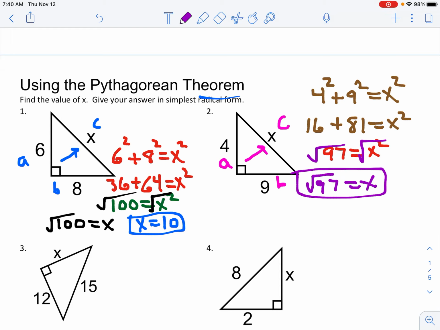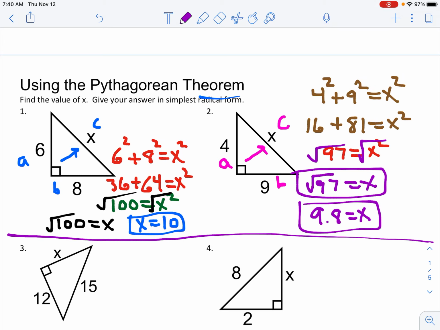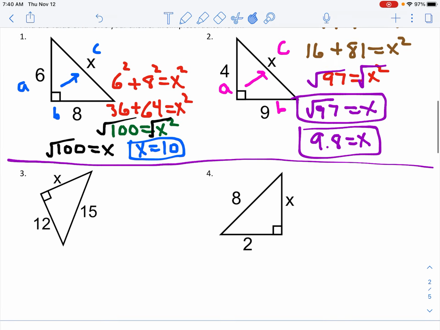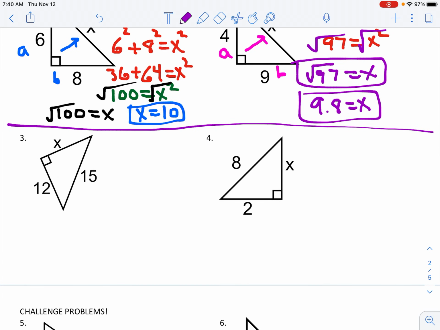If you put that into a calculator and you have one available that you can use, then technically it's 9.8. We will take either answer for this. So if you left it as 9.8 or square root of 97, you are all good. All right, now, those were two problems where x was on the hypotenuse, so x was our C. Let's look at how to solve some problems where x lands on a leg.